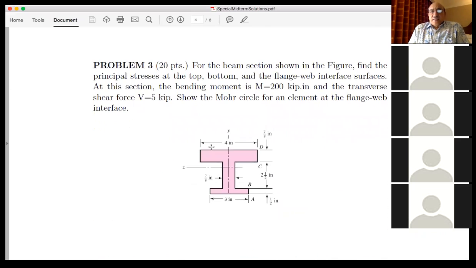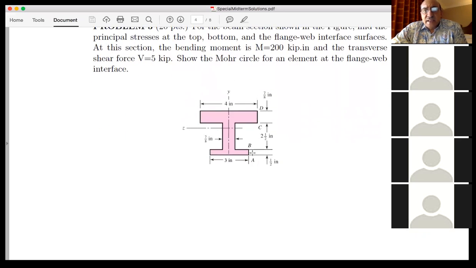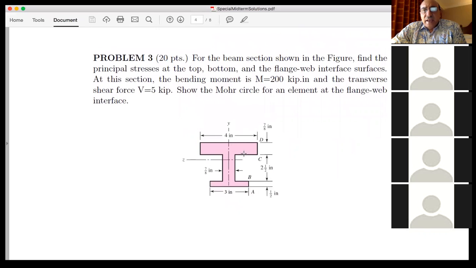The next problem is the Mohr circle combined with stress in a simple configuration. So this is the idea. I have a beam, but the beam doesn't have a symmetric I section. It has one fat flange at the top, and then the bottom is thin. And we have a bending moment of 200 kip-inch and a transverse force of 5 kip. And we wanted to look at an element at the flange-web interface, like here, the top flange-web interface, and then draw the Mohr circle for that element. In other words, we wanted to find the state of stress in that element.